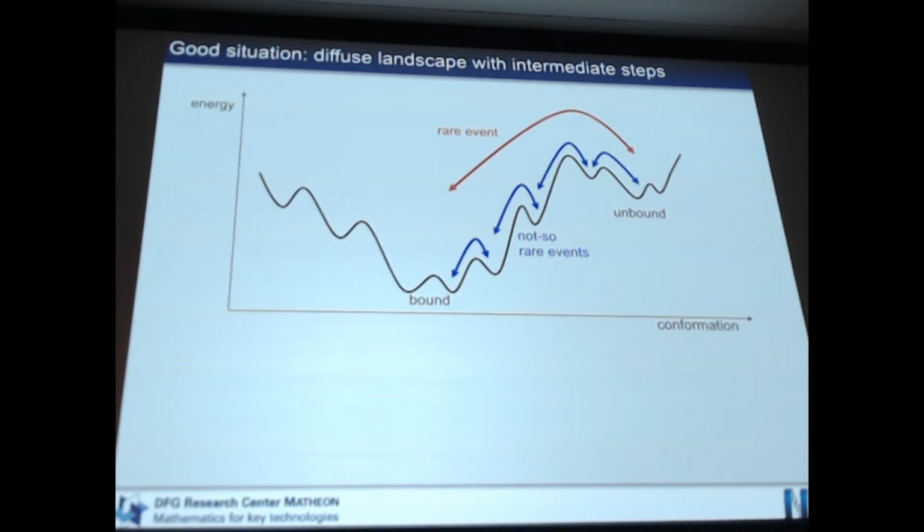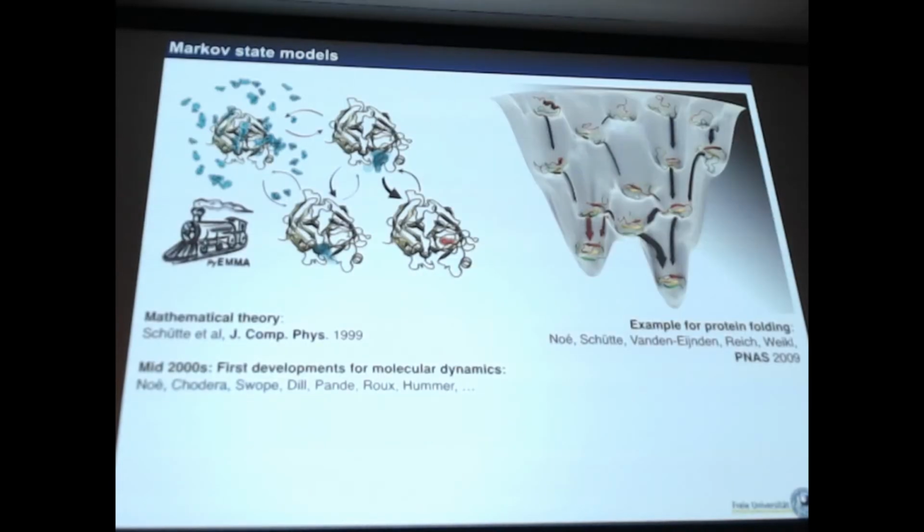The basic idea is we can sample the rare events by sampling many not so rare events and putting them together, hoping that none of these individual barriers are too high for us to sample across them. And one of the main tools many people in this room are using is Markov state models.